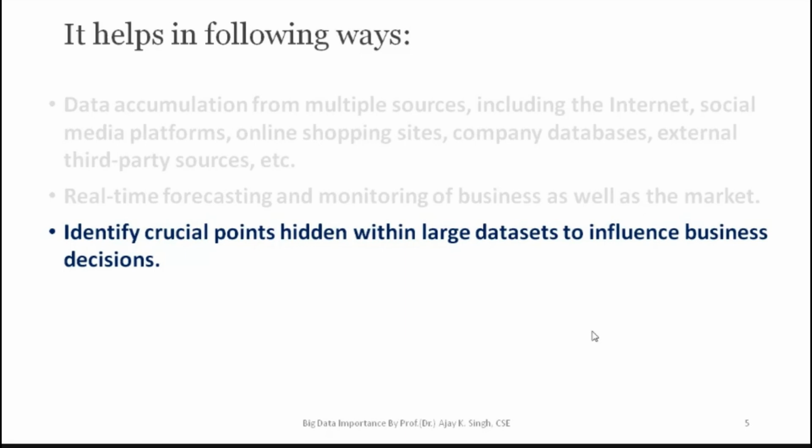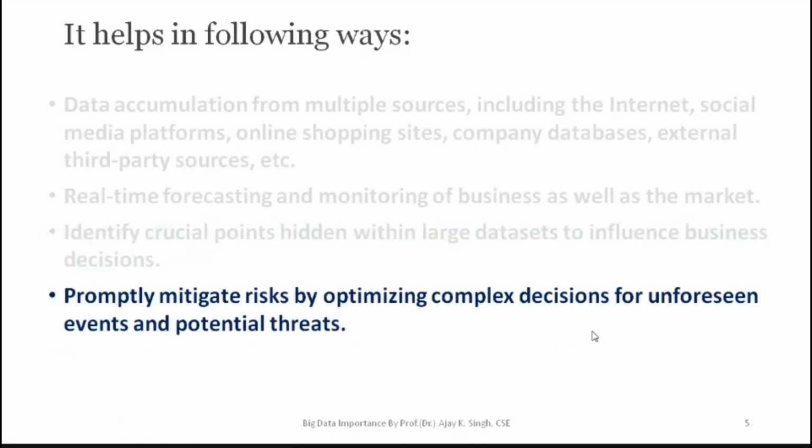And just by using that data, he is going to analyze. So promptly mitigate risk. Risk is very, very important. Promptly mitigate risk by optimizing complex decisions for unforeseen events and potential threats. So a lot of different threats are there. You might have heard that when Flipkart started selling something, I don't remember, perhaps some game, the server crashed, the server was not responding.